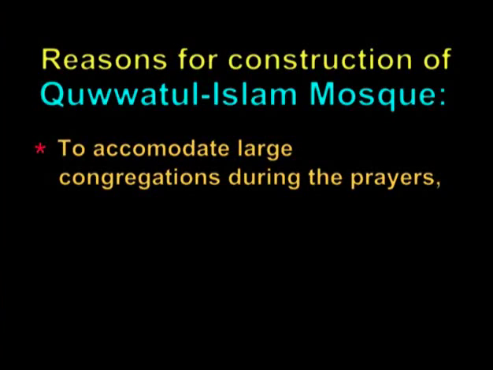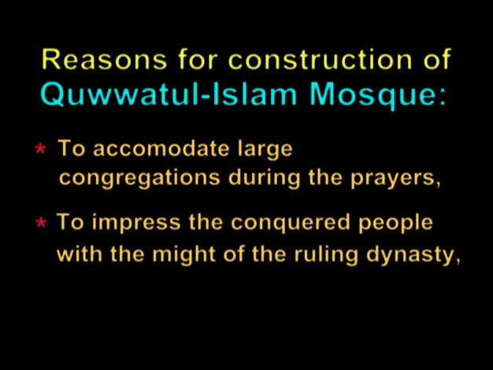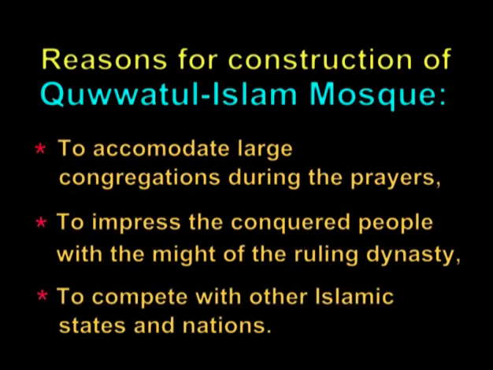There were three motives behind which Qutbuddin Aibak had to construct the Quwwatul Islam, or Might of Islam, mosque. One, the swelling masses of new converts would have to be accommodated in a huge congregational yard. Two, the population whom he had conquered and vanquished would have to be impressed with the might of the new ruling dynasty. And three, he was competing with other rival Islamic states and nations.